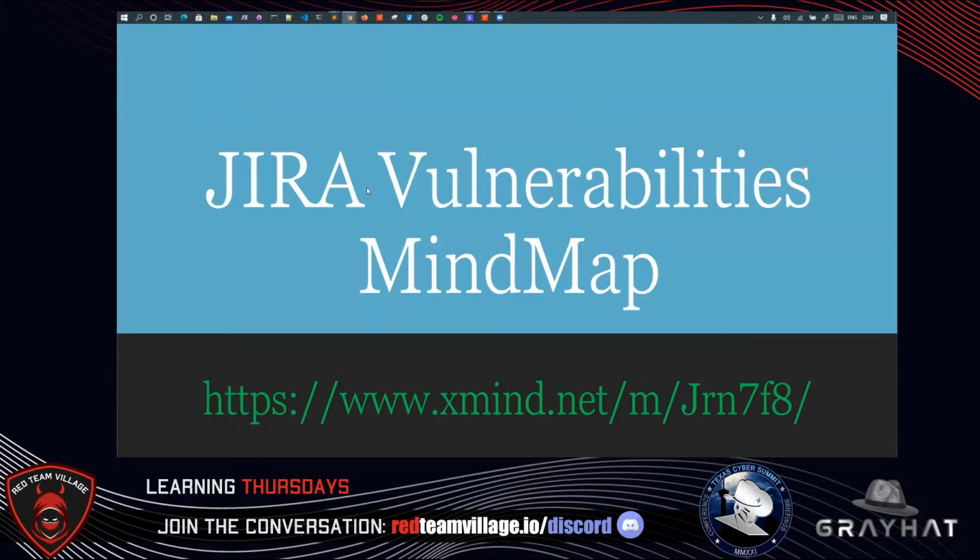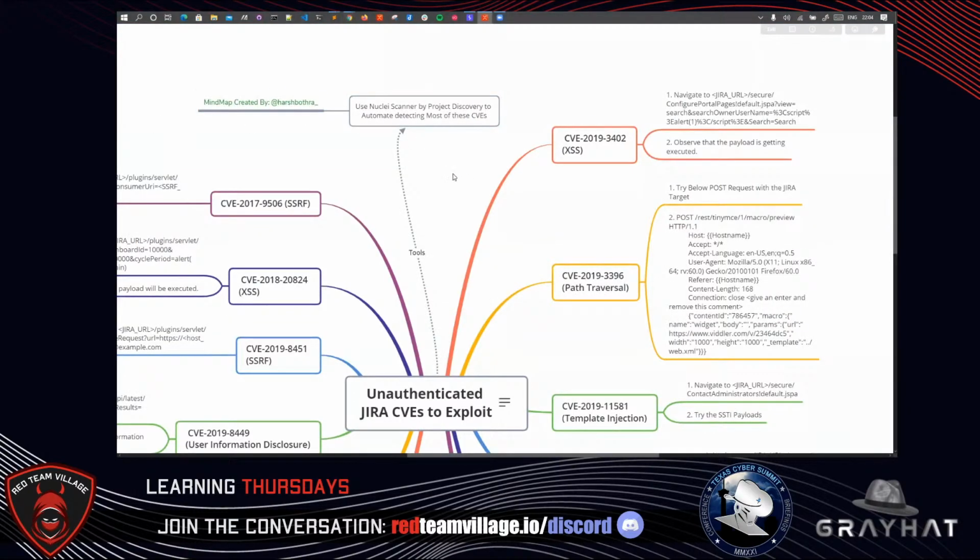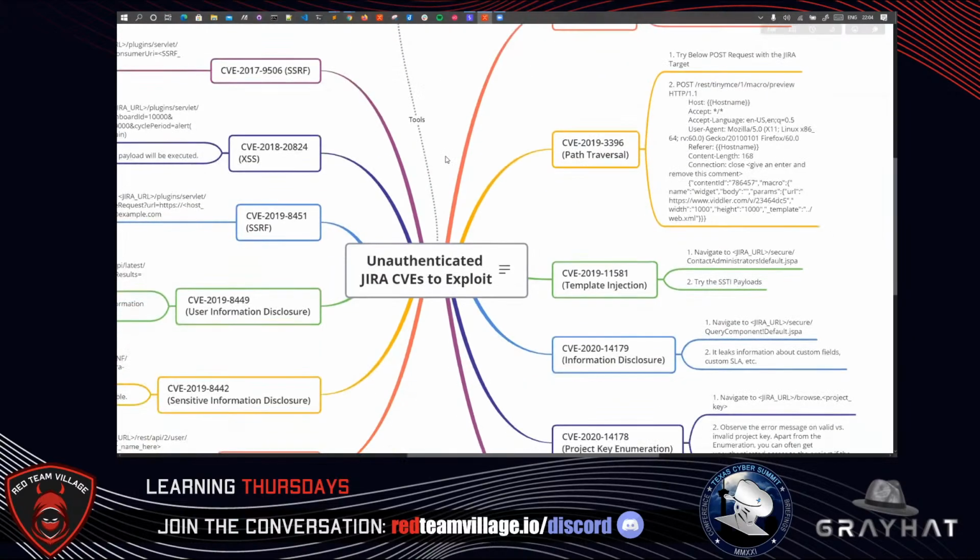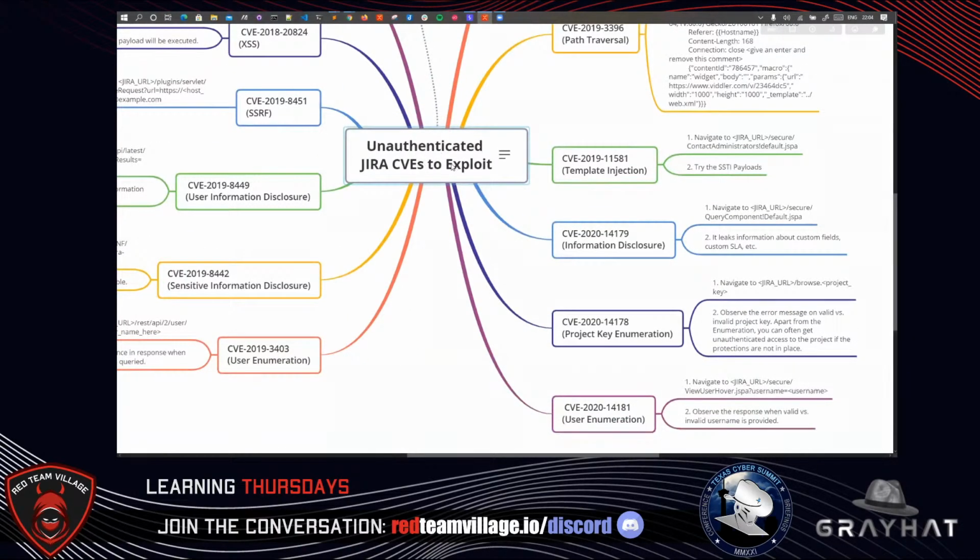Now, we will be talking about the Jira Vulnerabilities Mind Map. This mind map I released, I guess, in January 2021, and you can use this particular URL to navigate to this mind map. I will be simply using my local version. So this is the mind map of unauthenticated Jira CVEs to exploit.